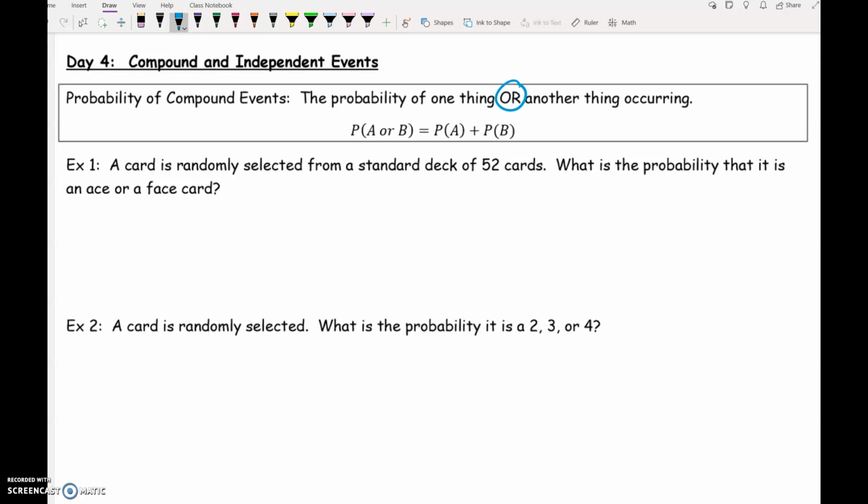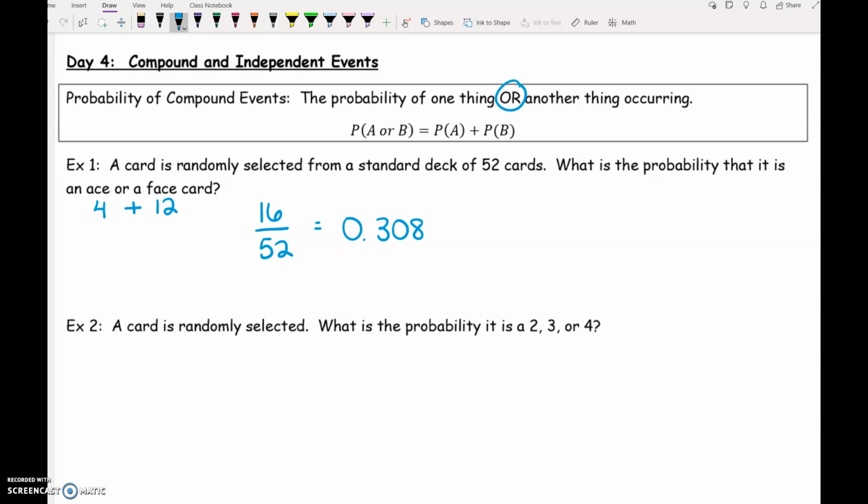A card is randomly selected from a standard deck of 52 cards. What is the probability that it is an ace or a face card? We kind of did this yesterday already. How many aces are there? 4 aces. And how many face cards are there? There's 3 per suit, 4 suits. There's 12 of them. Or basically means you're going to add those together because you'd be okay with either of them happening. So there's 16 possible options out of the 52 cards.